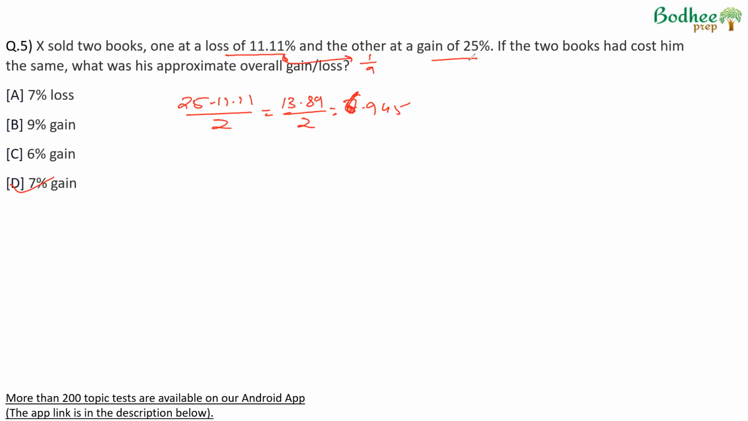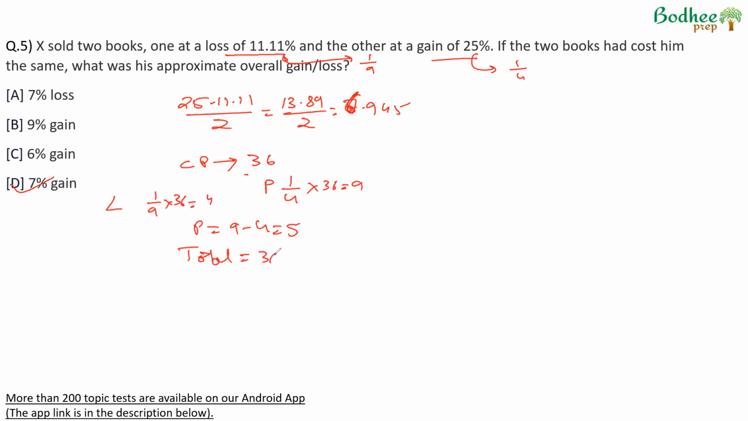Or take the 11.11, which is 1 by 9, and 25%, which is 1 by 4. So let the cost price, if the 2 books had cost him the same, be 36. On one, the loss is 1 by 9, that is 4 rupees. On the other, there is a profit of 1 by 4, that is 9 rupees. This is loss, this is profit. And therefore, total profit will be 9 minus 4, that is 5 rupees. Total cost price is 36 plus 36 because 2 items have been sold. And therefore, profit percent will be 5 upon 72 into 100.